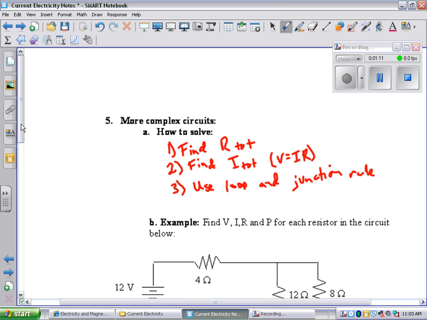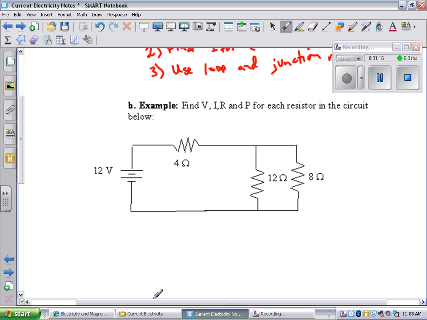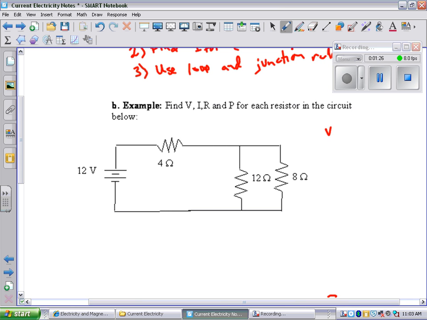All right, so here's our first example of a more complex circuit. We're going to find V, I, R, and P for each resistor. So I'm going to make a chart to keep track of things because I think it makes life easier. So V, I, R, P, and then total. And this time I have three resistors. I'm going to call this one resistor 1, that one resistor 2, and that one resistor 3. And I'll build my chart.